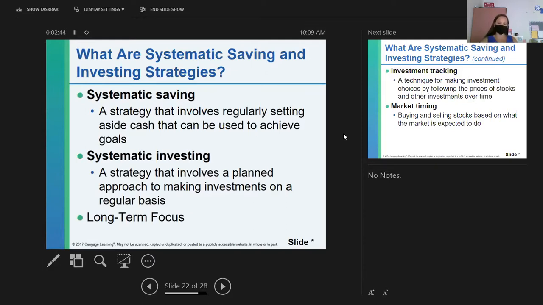But a systematic saving and investing plan, those are long-term focused. They are not something that you're just going to do for 6 months and kind of call it a day and move on. Sometimes as an investor, you need to hold on to the investment for 20 or more years to get the returns that you want. Obviously, everyone's goals are different, but just know that these are built with the idea of long-term goals.